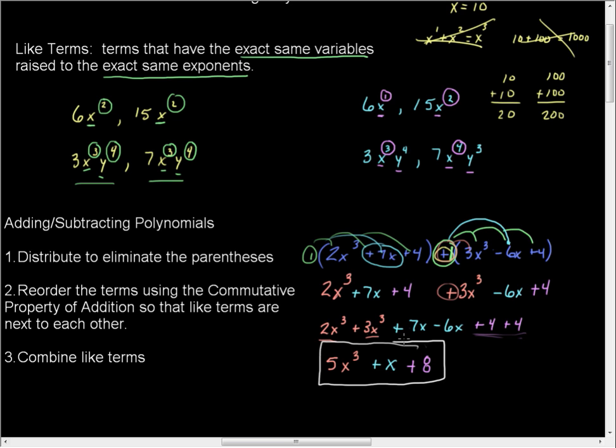Just remember the most important thing. When you add two polynomials, you can only combine like terms. And like terms must have the same exact variables, each variable having the same exact exponent on it. You cannot mix and match, not in addition or subtraction. I'll have a subsequent video on subtraction.